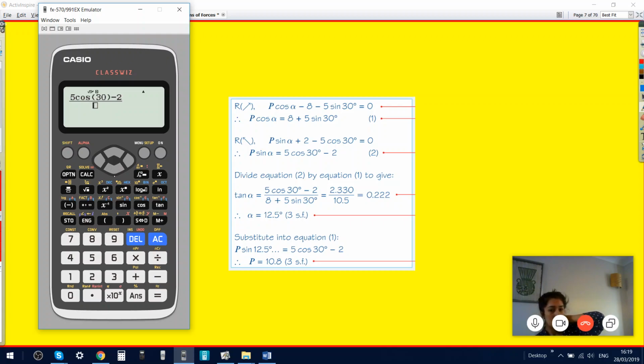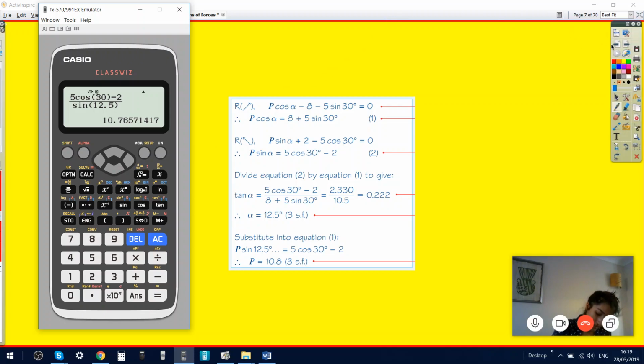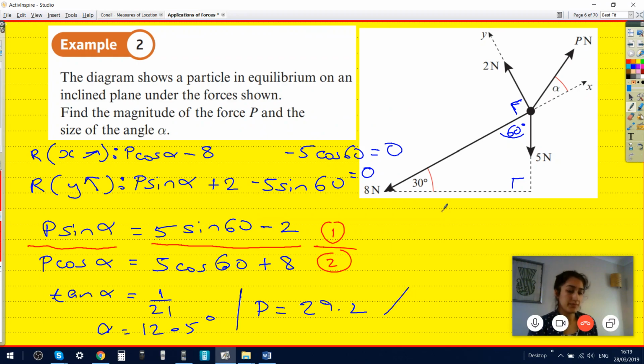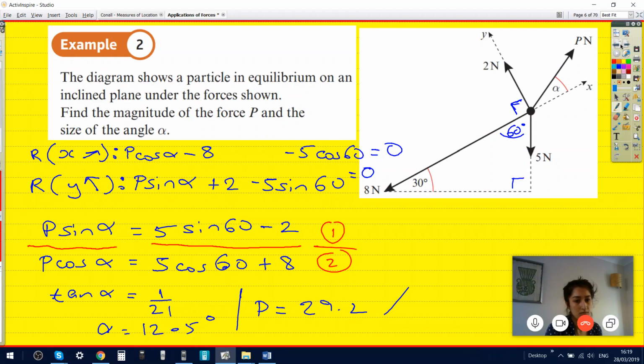5 cos 30 minus 2 over sine 12.5. Ooh, actually. Oh, I see where I've gone wrong. Alright. What was it, 10.8? Yeah, I got it. Okay, any questions there? No. Big picture, resolving the x direction, resolving the y direction, eliminates some stuff. And you end up with simultaneous equations, and then you solve them by dividing. That eliminates the coefficient.